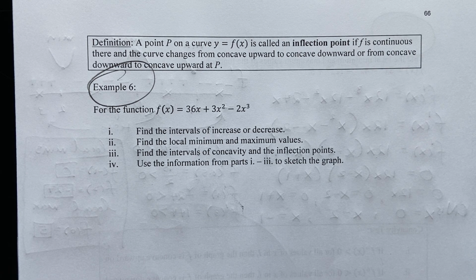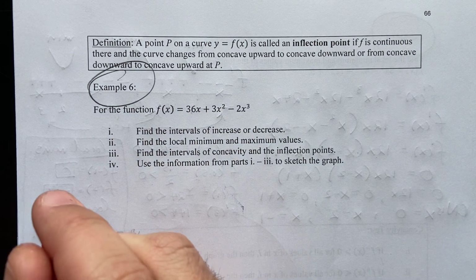So it says for this function, find the intervals of increase or decrease. That is first derivative stuff. And then it says find the local min and max values. That's still first derivative stuff. Then it says find the intervals of concavity. That is second derivative stuff and inflection points. And then use the information from parts 1 through 3 to sketch the graph. All right, so part 1 first.